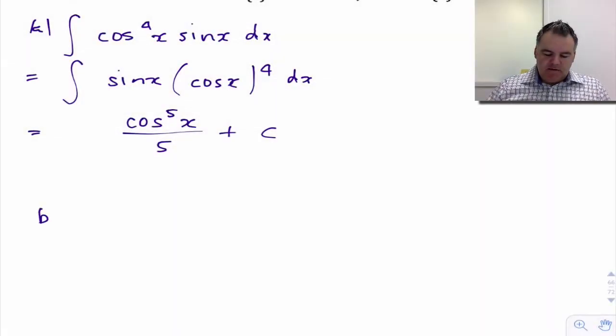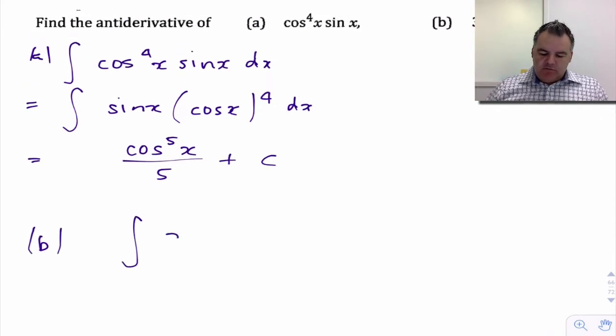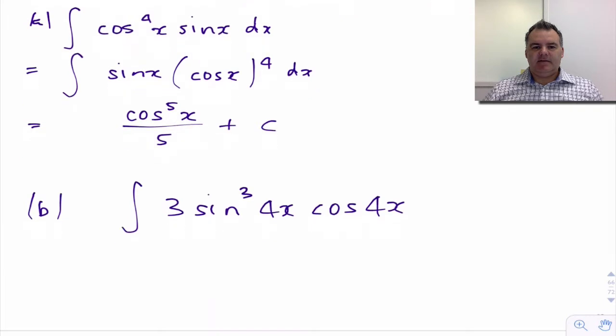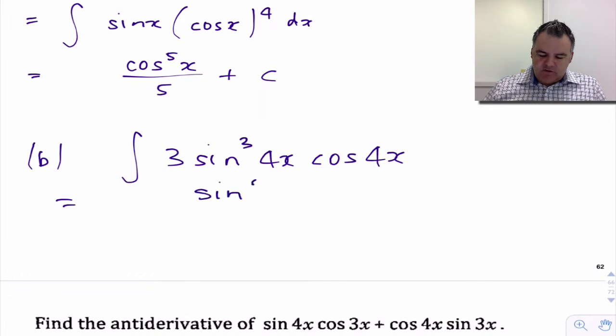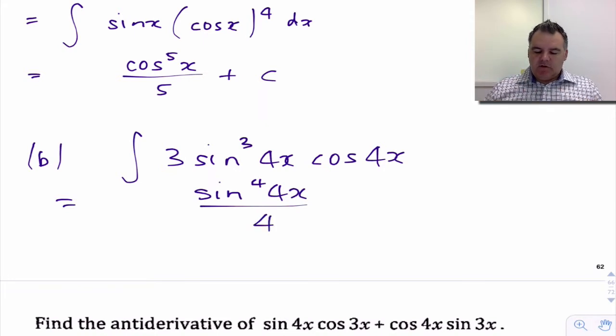Okay, let's do b. So b is the integral of 3 sine cubed 4x cos 4x. All right. So hopefully you can get the idea that I'm going to guess this is going to be something like sine 4x to the 4 over 4, because the derivative of sine 4x is 4 cos 4x. So we're just out by a certain amount there, aren't we? So let's guess that the answer is sine 4x to the 4 over 4. So we've added 1 to the power, we divided by the new number.